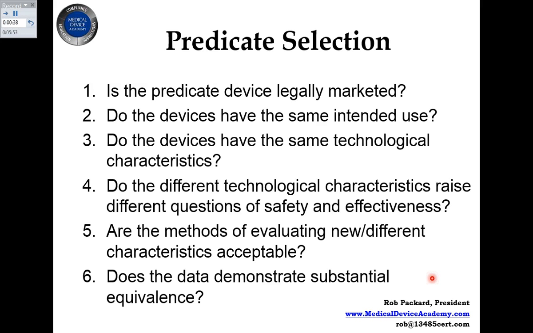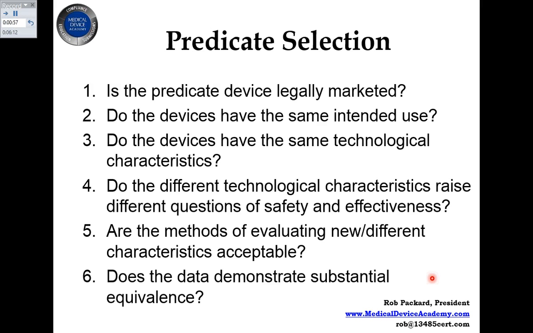The next thing that you want to look at as a reviewer is, does the device that was selected as a predicate have the same intended use or indications as the subject device for your submission? And if there's any differences, that sometimes creates a problem. That's the first question they're looking for.